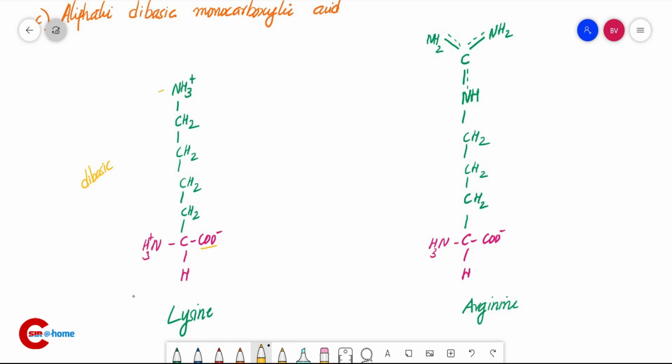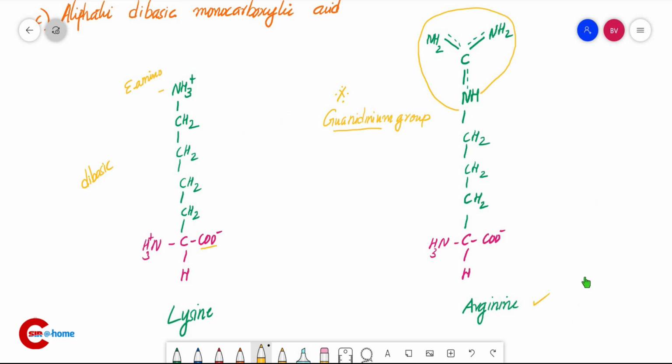Here, this amino group is known as epsilon amino. Then arginine contains guanidinium group. This is very important. So, guanidinium group is present in which amino acid? Arginine. Study that one. Arginine contains guanidinium group. Lysine and arginine both are examples of aliphatic dibasic monocarboxylic acid.